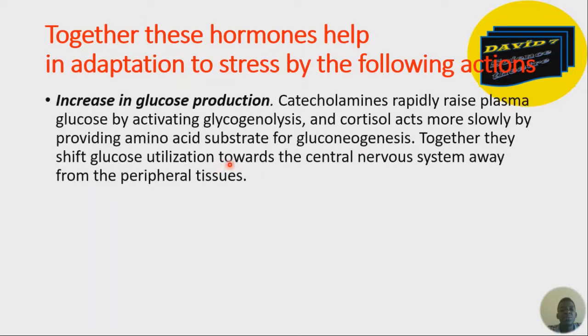So look at this. One, they will increase production of glucose. Catecholamines will rapidly raise plasma glucose by activating glycogenolysis, and cortisol acts more slowly by providing amino acid substrate for gluconeogenesis. Together, they shift glucose utilization towards the central nervous system and away from peripheral tissues. That's why we are having some hyperglycemia.